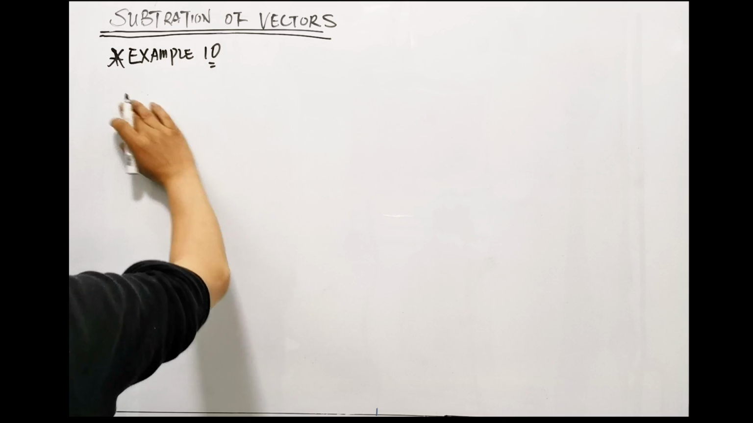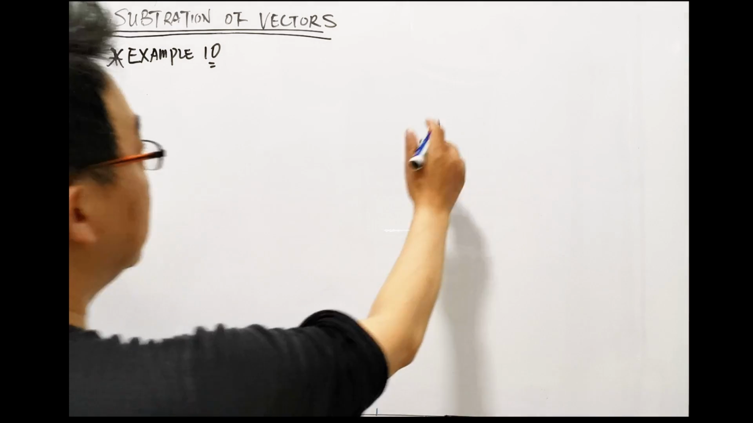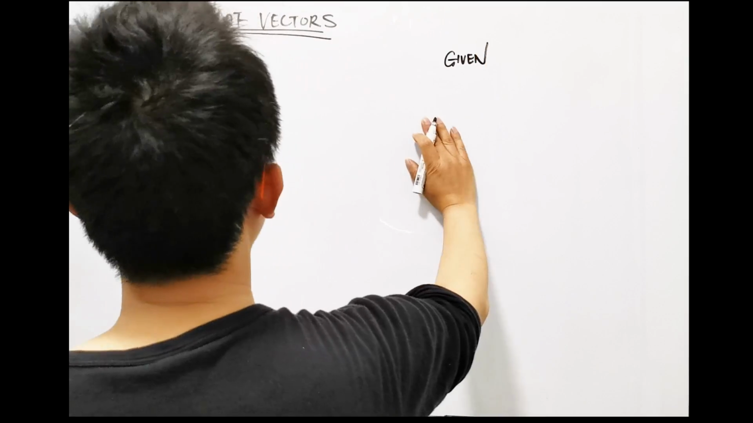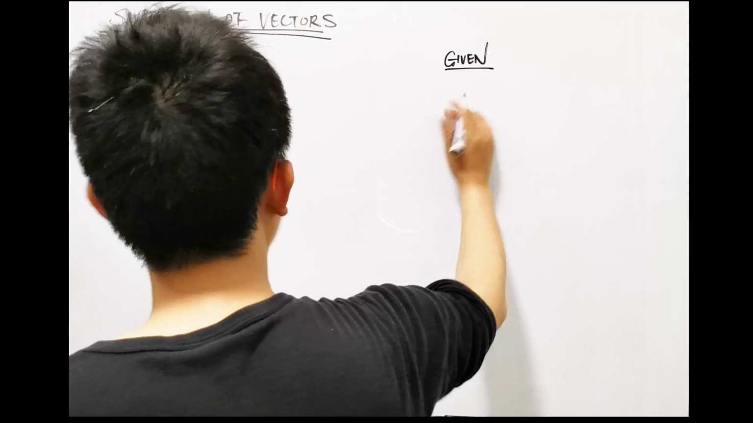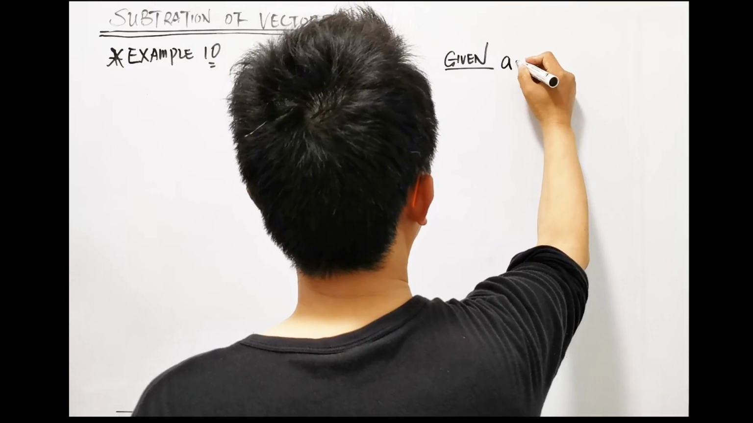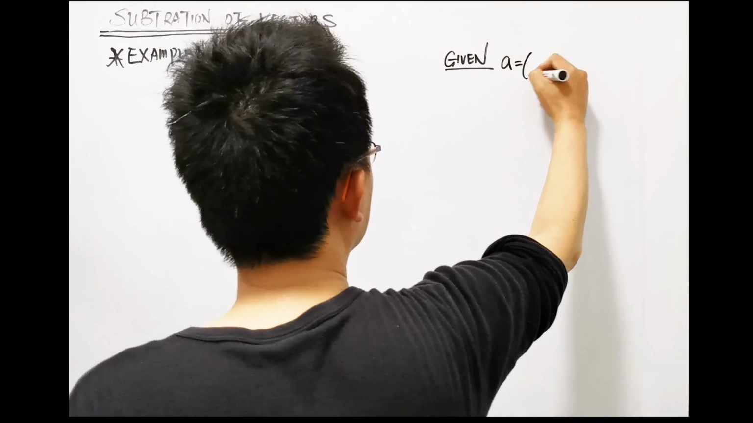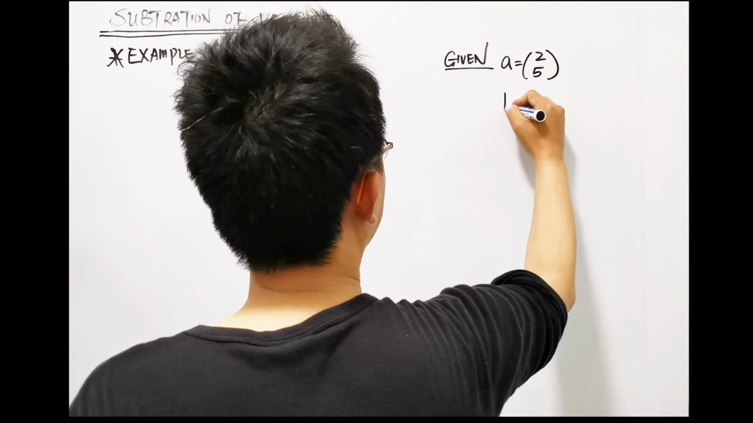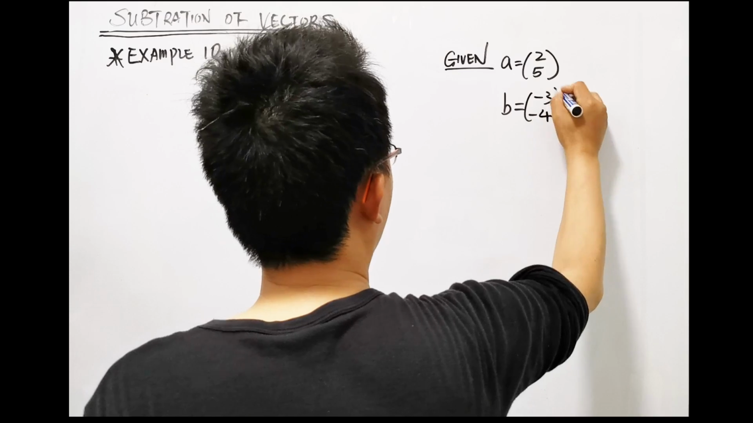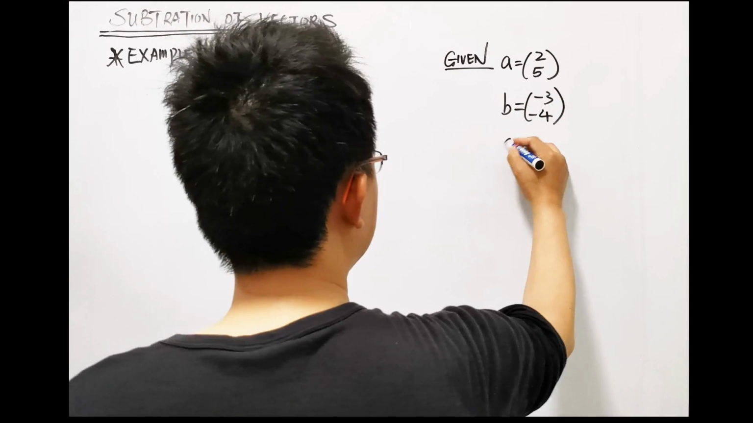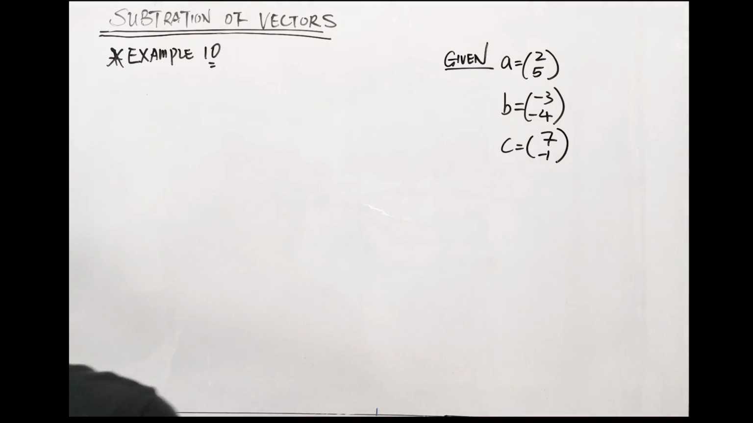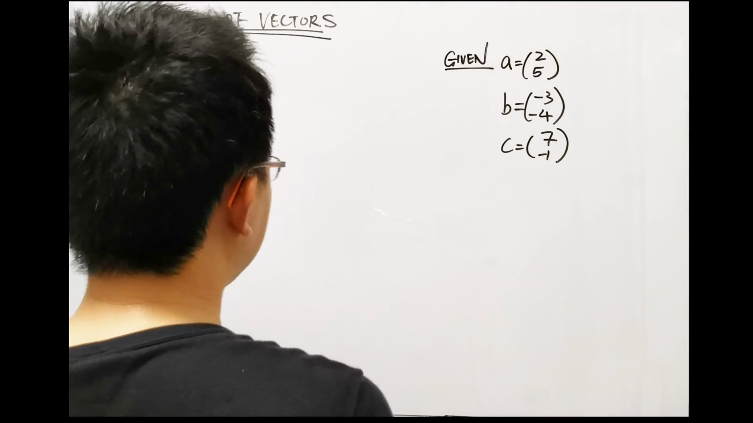So giving, okay, maybe we can write here. So this is example 10. So giving, we know that A equals 2, 5, B equals minus 3, minus 4, and then C equals 7 and minus 1. So basically we have these three vectors.